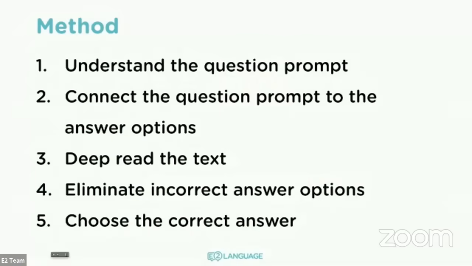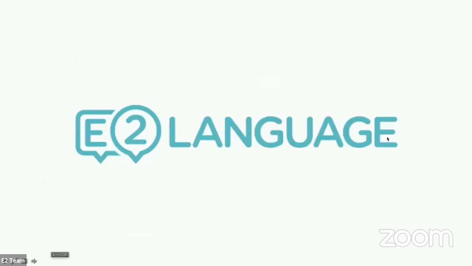Then number 3, deep read the text. You have enough time. It's only 110 words. You have plenty of time to read that text and understand it. Then eliminate incorrect answer options before you choose the correct answer. Move on, pass the PTE, and live happily ever after.